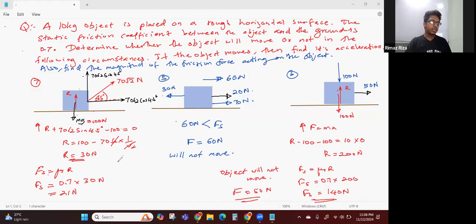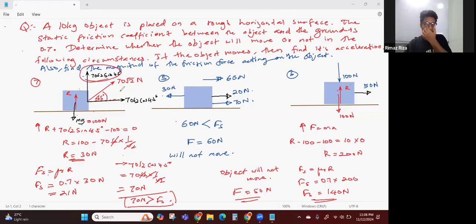In the horizontal direction, we have a force of 70 root 2 cos 45, which equals 70 root 2 into 1 over root 2. So we get 70 Newton. This is greater than Fs. So 70 Newton is greater than Fs. Therefore the object will move. I think both of you didn't consider this component.